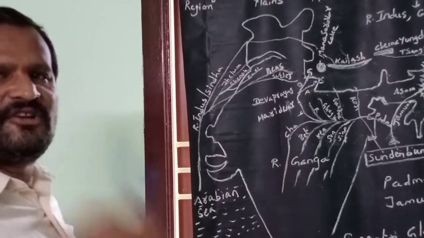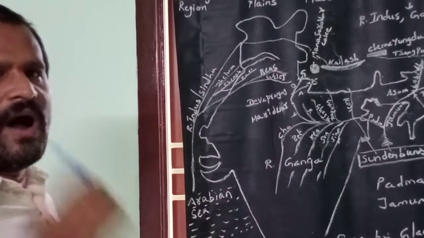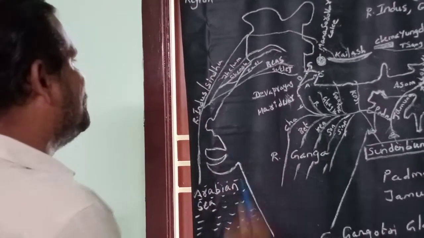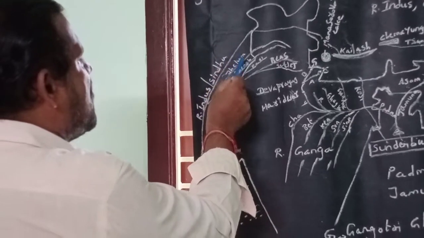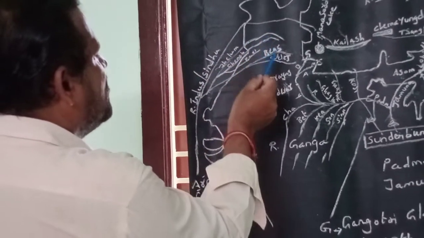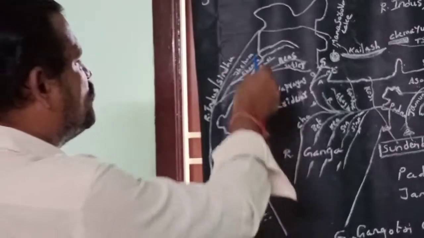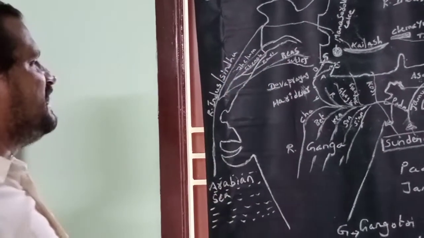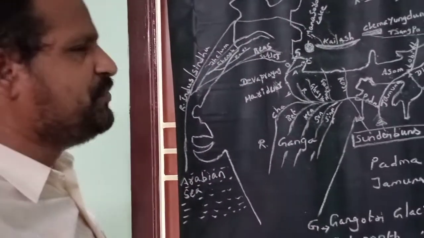So what are the tributaries of River Indus? River Jhelum, Chenab, River Ravi, River Beas, River Satluj. So these are the tributaries of River Indus. The other name for River Indus is Sindhu.